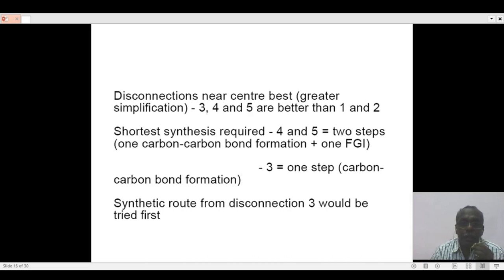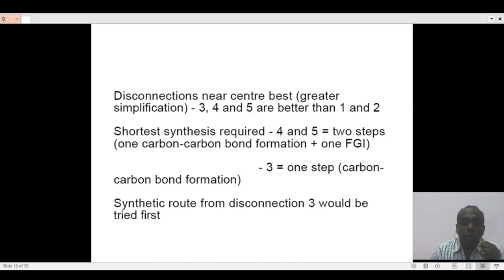A disconnection at the carbon having the functional group is not a better one. A disconnection at a carbon nearer to the functional group carbon is a better one. Here in the first and the second route, we are going to break the functional group carrying carbon. Therefore, it is not a better one. Then in the third, fourth, and fifth, we are breaking the carbon nearer to the carbon carrying the functional group. In 3, 4, 5, we are breaking the carbon nearer to the carbon having the OH group.